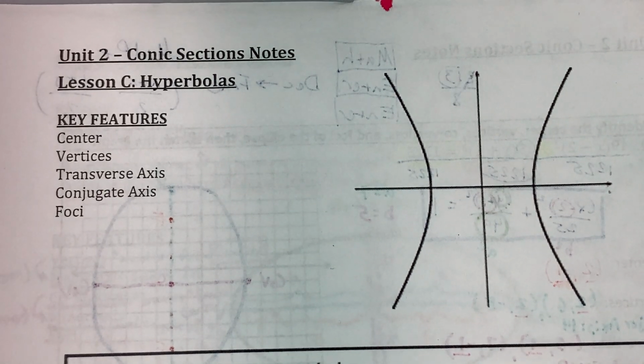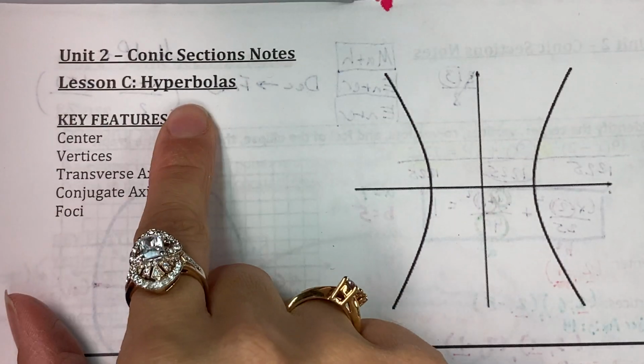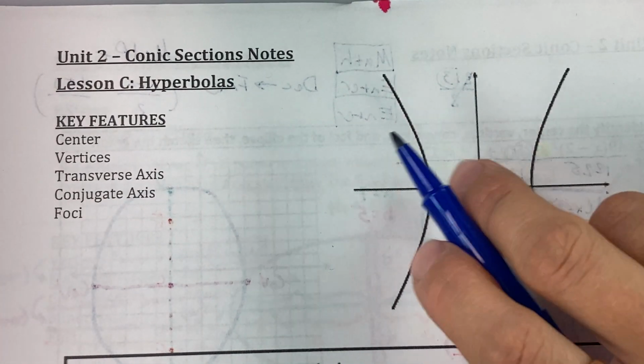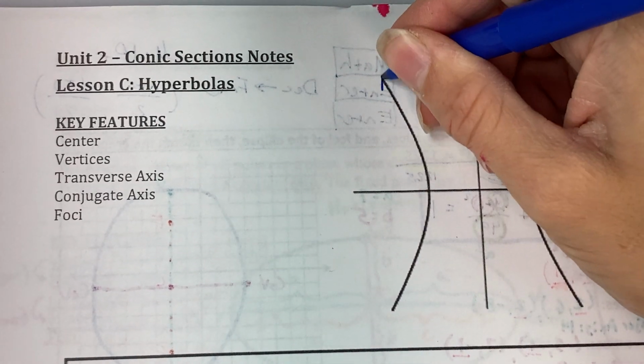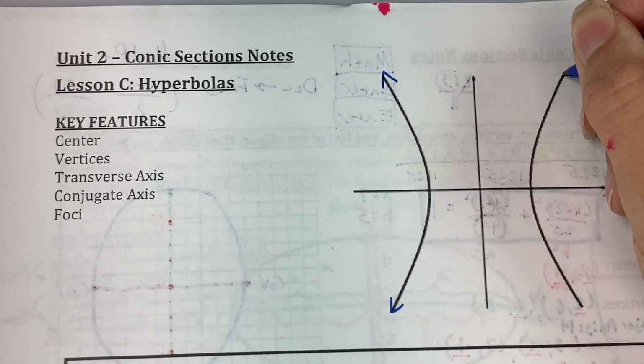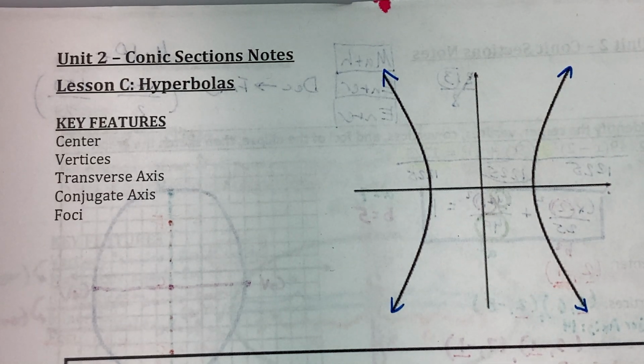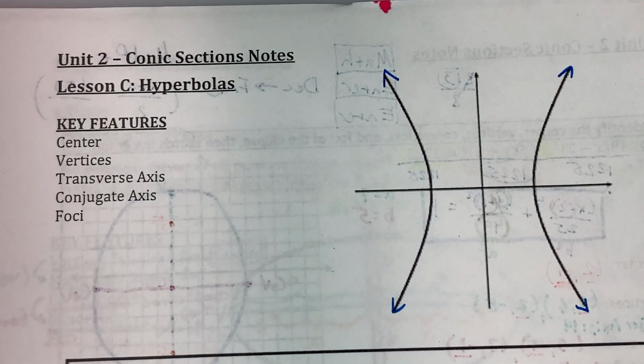Good morning, everyone. In this video, we're going to be covering lesson C on hyperbolas. So this is our last type of conic that we're going to be covering. First, looking at the shape of this conic, a hyperbola is made of two swooshes. So one equation, two pieces to the graph.